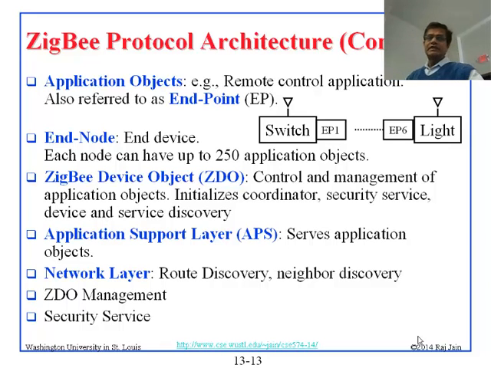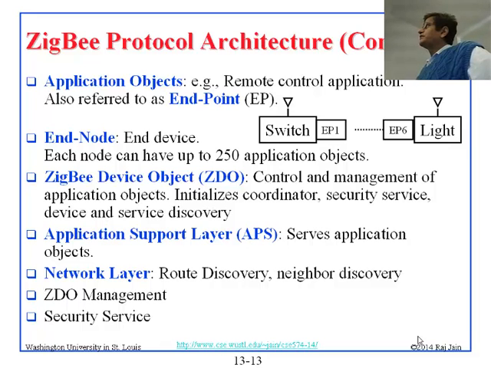But starting with the application layer, on the application layer you have many applications, and each application is called an endpoint. Sometimes it can get confusing. End node is the hardware and endpoint is the software. Okay, so each end node can have up to 250 application objects, meaning endpoints. So these endpoints are like port numbers in TCP, right? So you have 250 endpoints per end node.